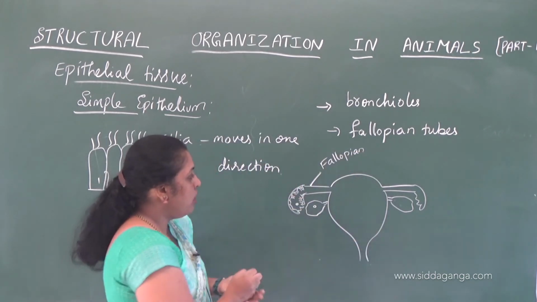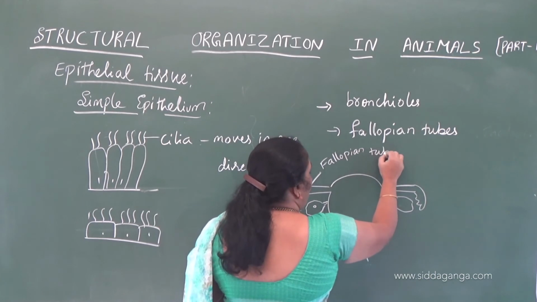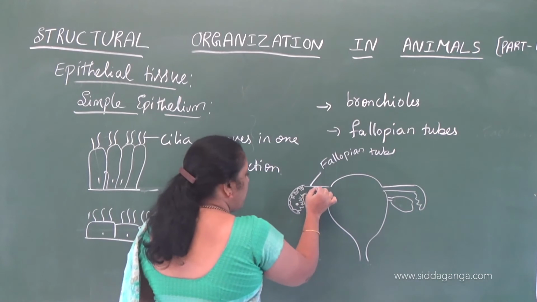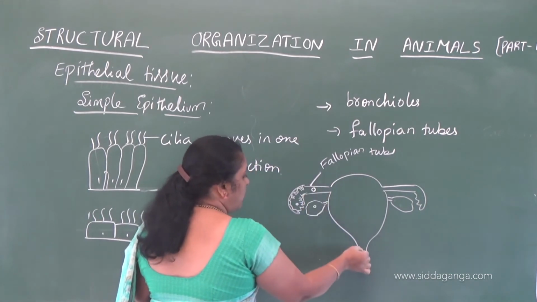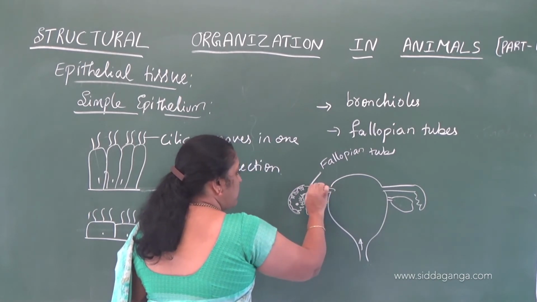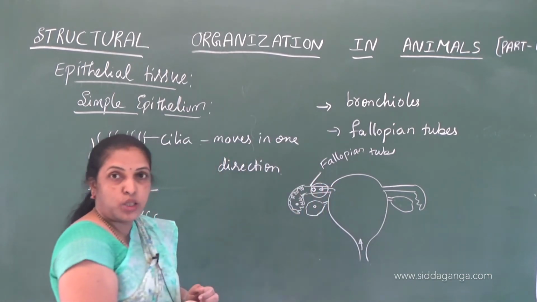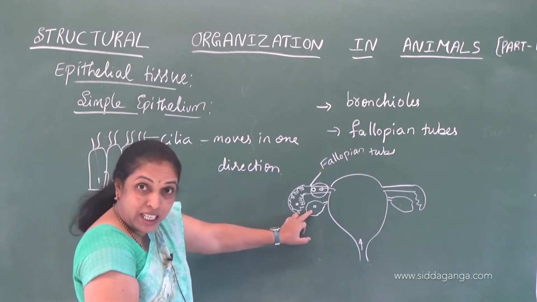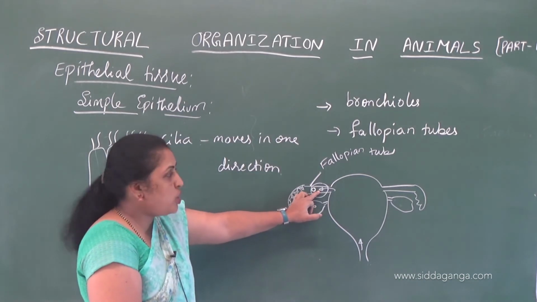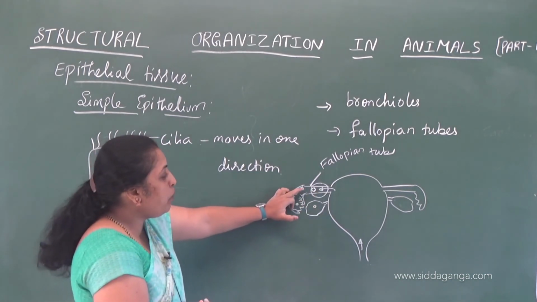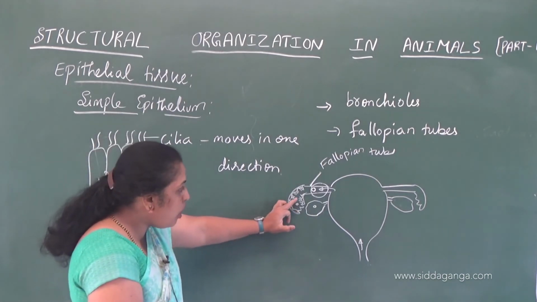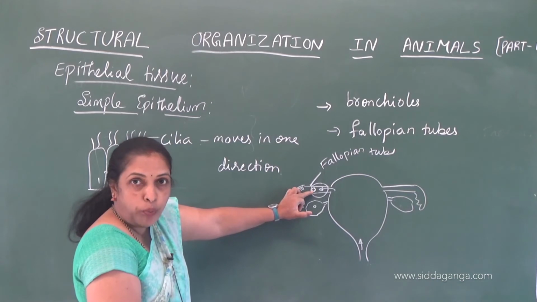Understood? So, why should the ovum be pushed towards the fallopian tube? Because here the fertilization takes place. When sperm enters, they reach the fallopian tube, and it is the part where fertilization takes place. So, the ovum which is released by the ovary should reach the fallopian tube. That function is carried out by the ciliated epithelium lining the fallopian tubes. The cilia move the ovum along the fallopian tube.